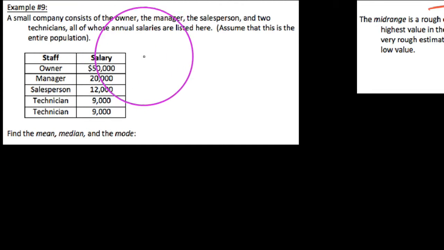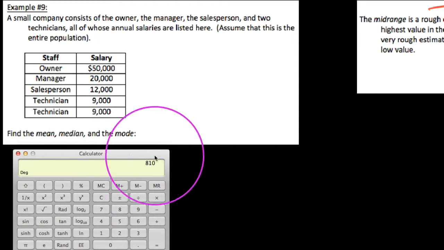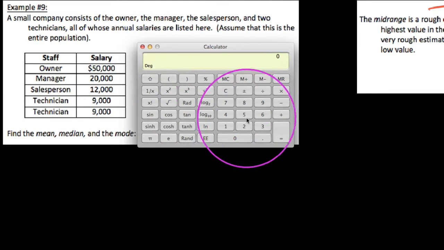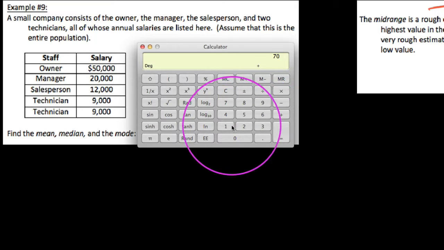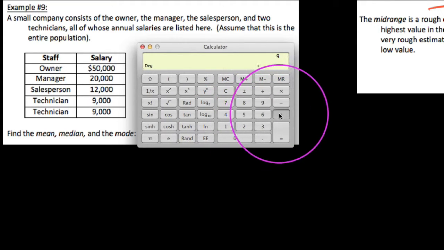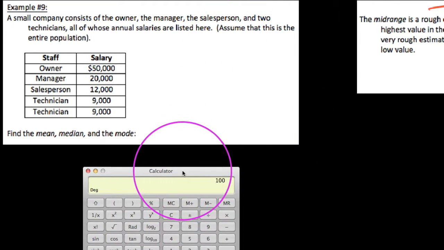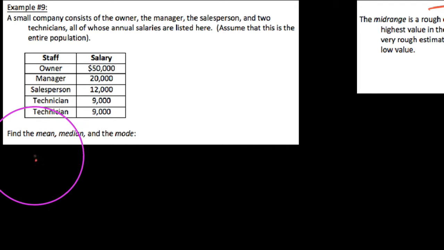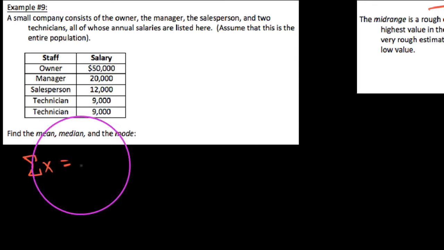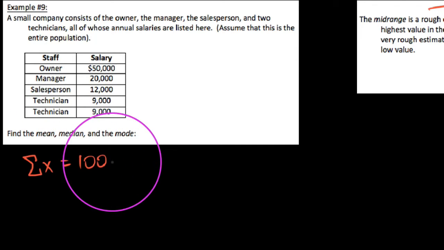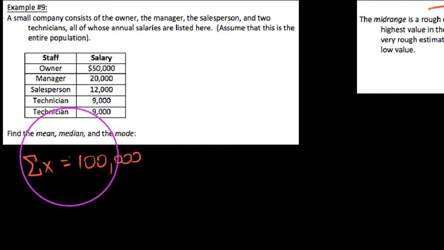When we talk about the mean, recall that it is the sum of all the data divided by however many data there are. So let's start by finding the sum of all of our data by adding these all up. We say 50,000 plus 20,000 plus 12,000 plus 9,000 plus 9,000. We get 100,000. We use x to represent our data. We say the sum of x is 100,000, and this is in dollars.